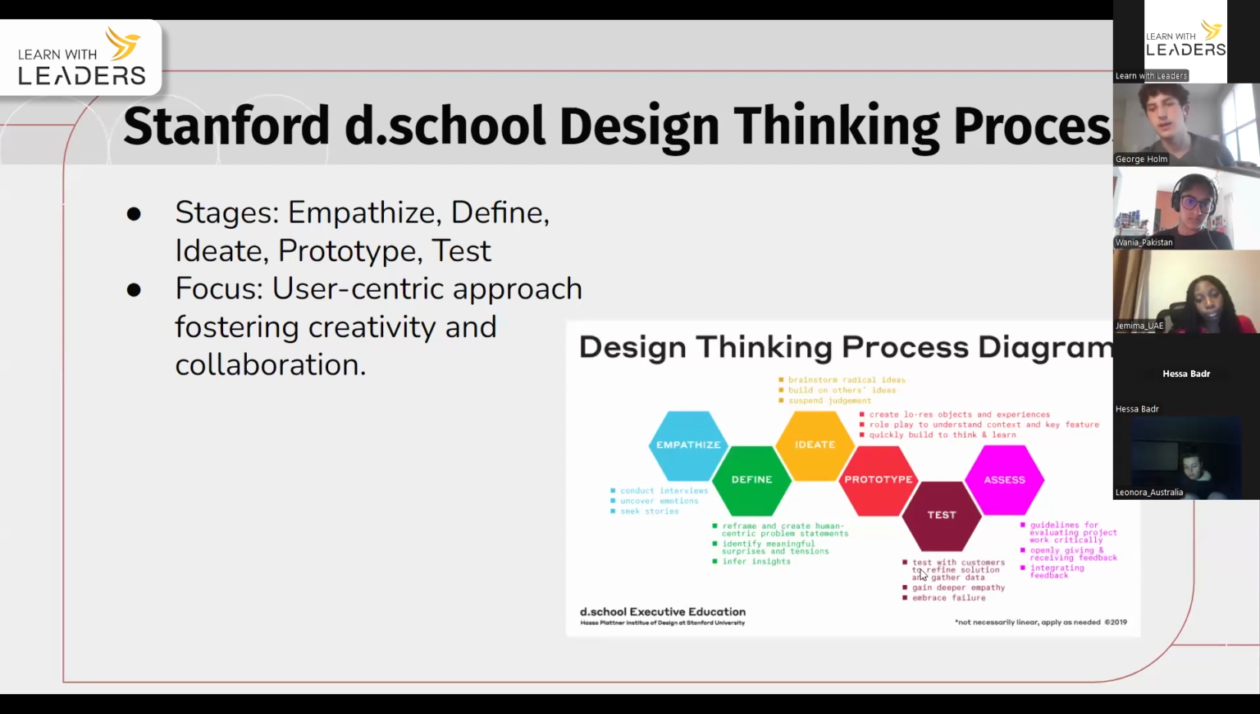The difference is, with test, we're actually testing with customers and refining the solution. At this point, you're still changing things, and you're able to fail, you're able to restart and go back to maybe the prototyping phase. Then assessing is a last step to close off the design project. If you're ending a project permanently, assessing is a very important thing. What did you learn? What about next time we need to create something new?